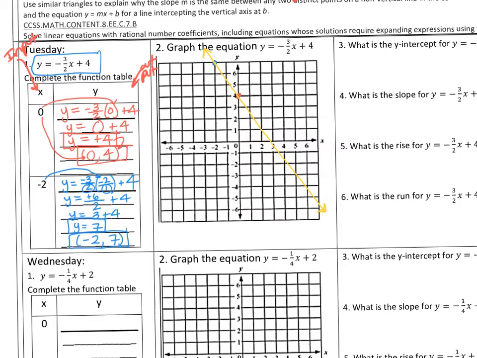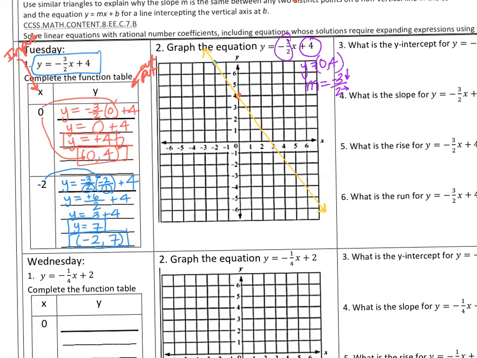Another way I could have done this, I'm going to do it in purple. I'm going to use my y-intercept. My y-intercept is 0, comma 4. And my slope is negative 3 over 2. That means I go down negative 3, right positive 2. So I'm going to do this in purple.